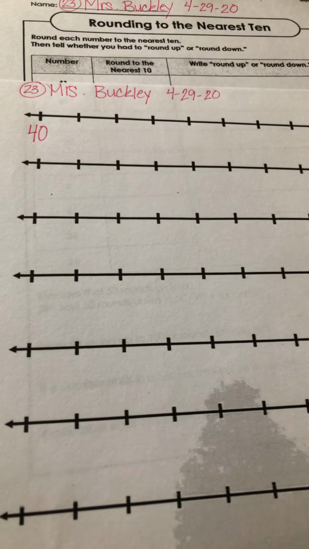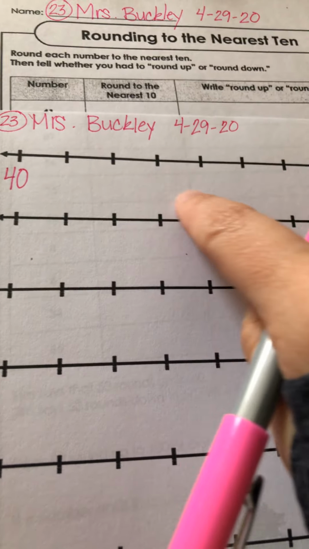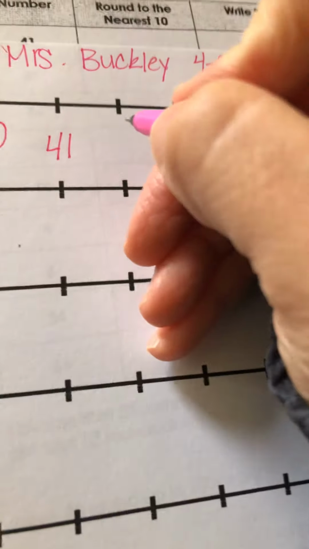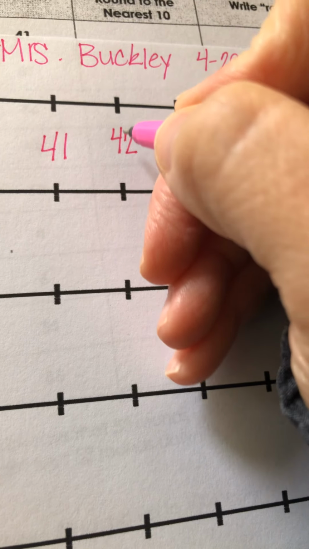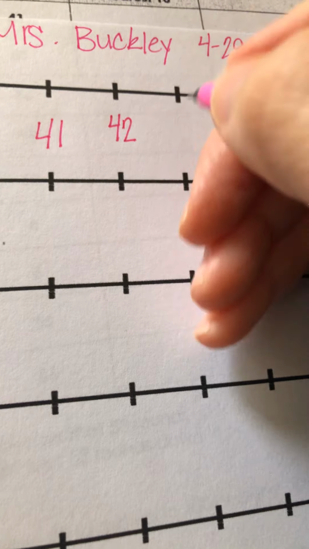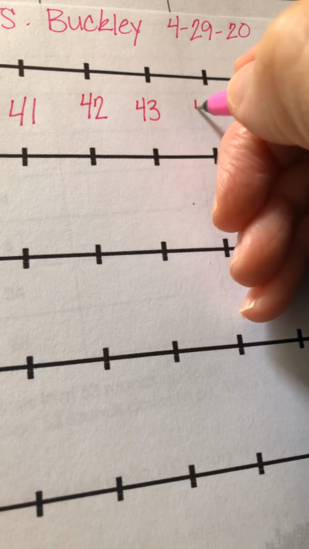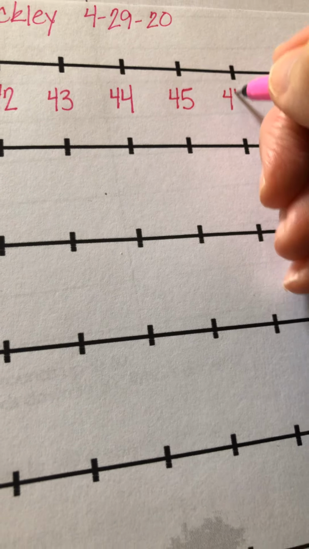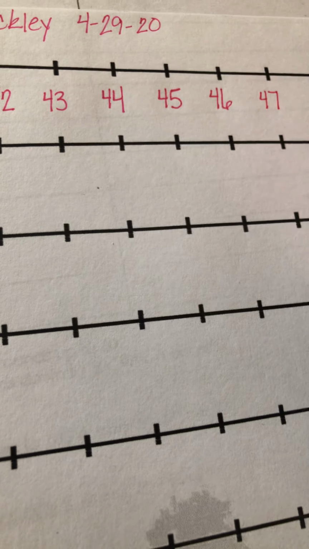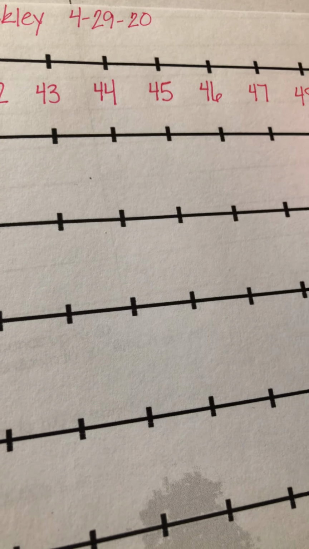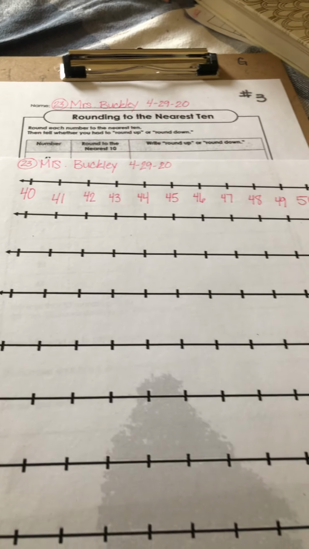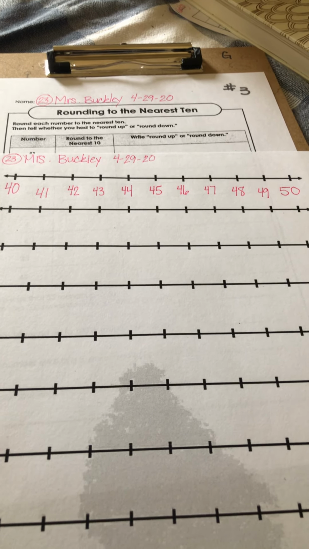Now what I want us to do is label all the numbers, okay? So I have 40 here. I'm going to go with 41, 42. You might write the number a bit small. Make sure it falls under that tick mark, okay? 43, 44, 45, 46, 47, 48, 49, and 50. They need to go in order. So if you did one twice or you skipped one, you need to make sure when you're counting that you're going by ones and that you have enough room.